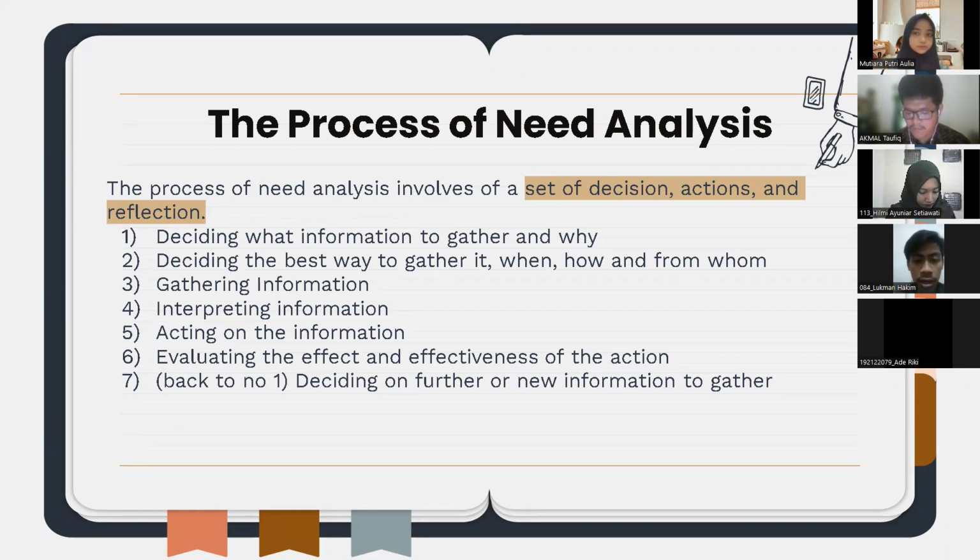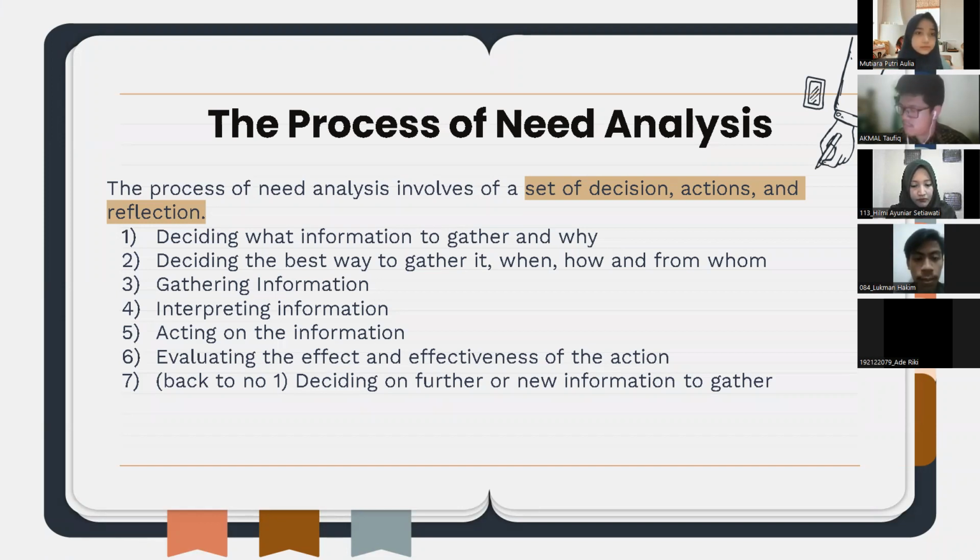It is about how we make or plan the best way to collect the information or solve the problem. The third one is gathering information. We can use observation or questionnaires that were mentioned before. And then the fourth one is interpreting the information.